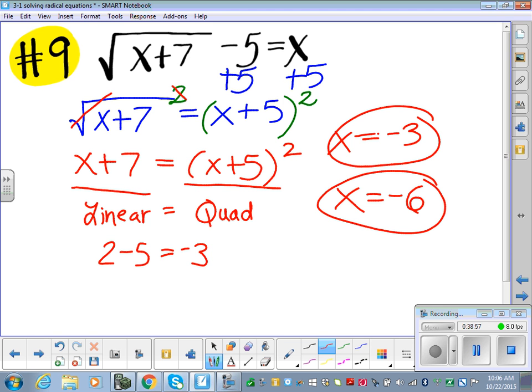Yes. Okay, so then you check -6. Now I'm going to actually do that one. So we're plugging in -6. What's -6 plus 7? Square root of 1. So we have the square root of 1, so we have 1 minus 5, and that better be equal to -6. What's 1 minus 5? -4. Is -4 equal to -6, a true statement? No, -4 is not equal to -6.